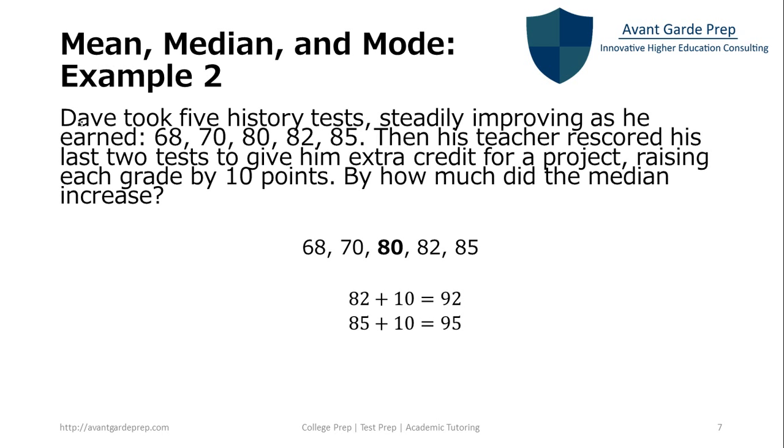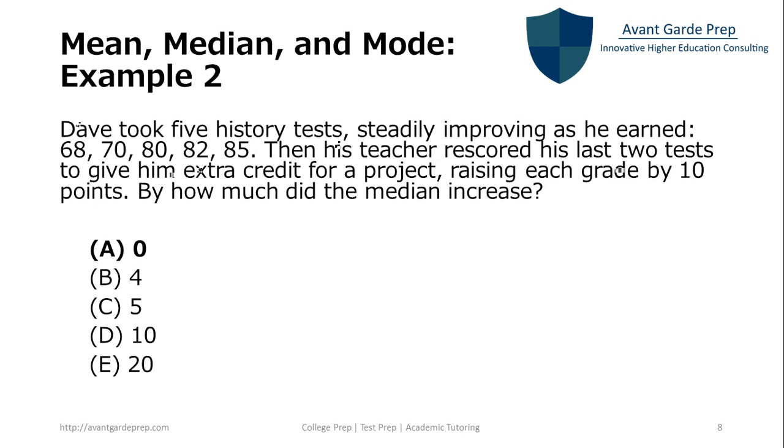Then we can write down our test scores numerically, and we can see that 80 is again the median. So in this case, just because he got 10 extra points on the last 2 tests, that didn't change his median score at all. In fact, it stayed the same. His average may have gone up because now he has 20 extra points overall, but his median actually stayed the same at 80. So we would choose answer choice A, which is 0.